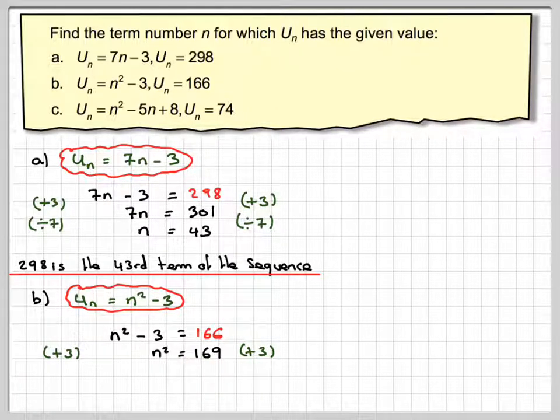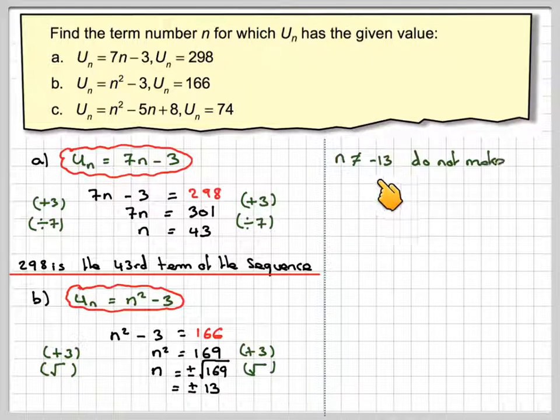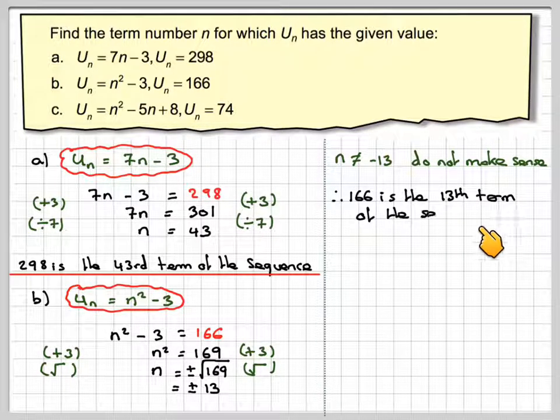Now the opposite of squaring is to take the square root of both sides. So the square root of n squared is n. And then when we take the square root of 169, we have to remember it's plus or minus. The square root of 169 is 13, so we get plus or minus 13. But the case when n is equal to minus 13 does not make sense. We can't have a minus 13th term of a sequence. n starts at 1 and n is always a positive value, so that's something to remember. And therefore 166 is the 13th term of the sequence n squared minus 3.